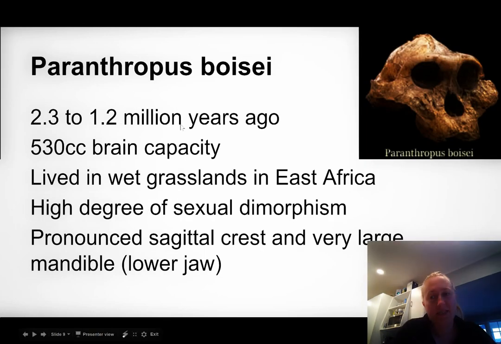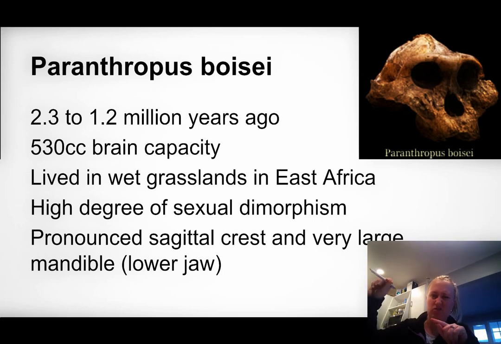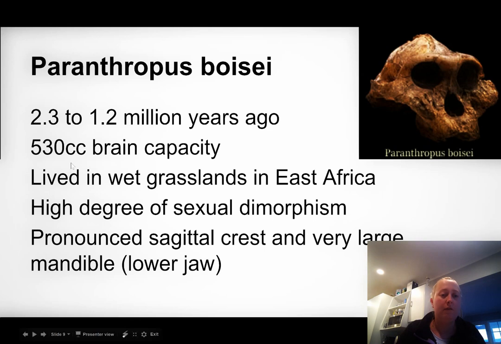Paranthropus boisei. So remember, if you think back to that tree a few minutes ago, these guys come off on a kind of different branch. Okay. Many scientists still believe that Paranthropus should actually be Australopithecus, and not be their own different kind going off to the side. Lived 2.3 to 1.2 million years ago. Brain capacity of 530 cc's.